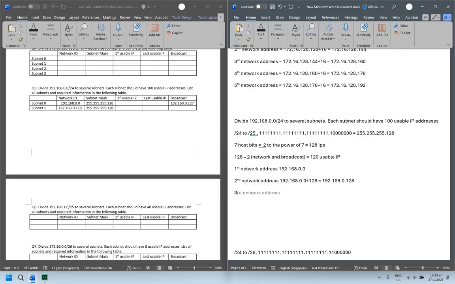try to calculate the third network address. It will be 192.168.0.128 plus 128. You will find that you'll be getting 192.168.0.256. Anyway, you don't have 256, but 256 minus 1, you will be getting the last address.